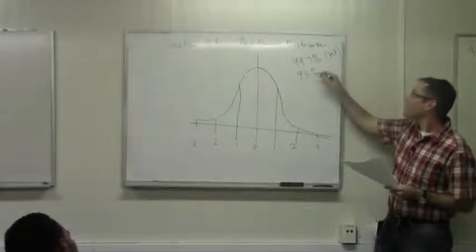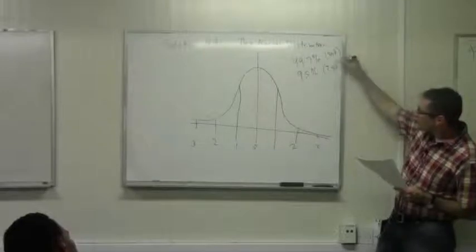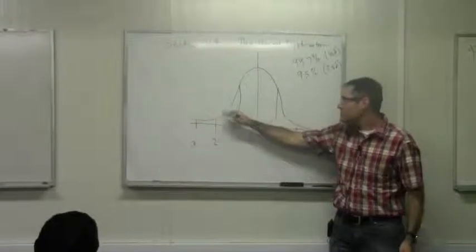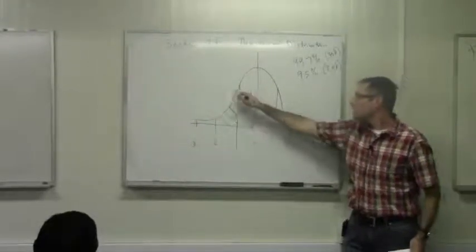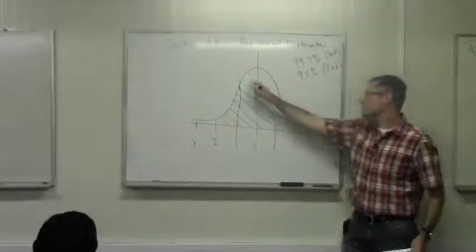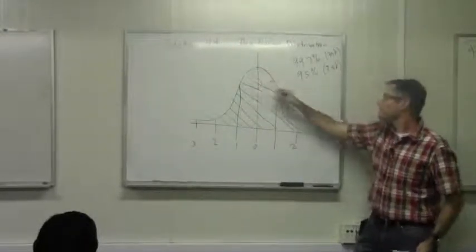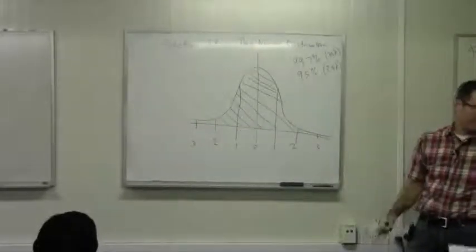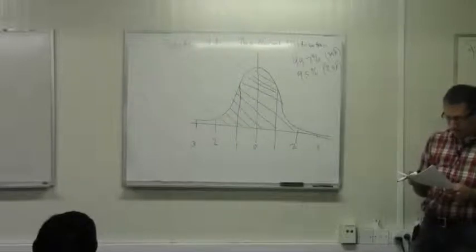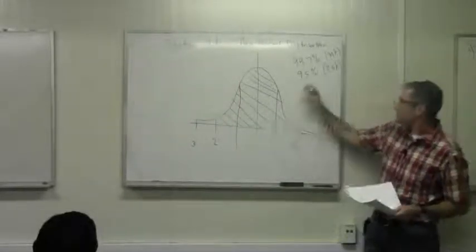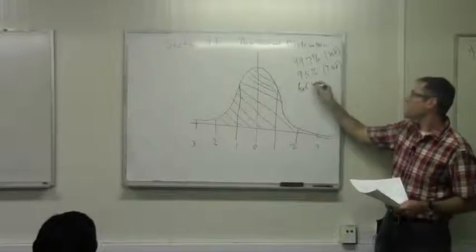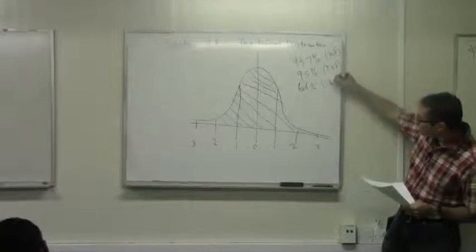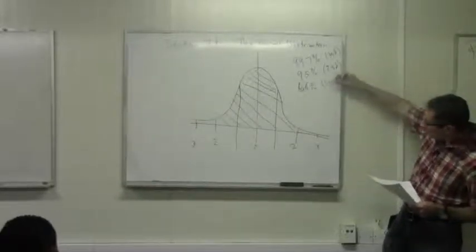95% happens within 2 standard deviations. That means if you go from this area here, I'll shade it in, within 2 standard deviations is 95% of the data. And within 1 standard deviation, as it turns out, you've got 68% of the data. 68% within 1 standard deviation.